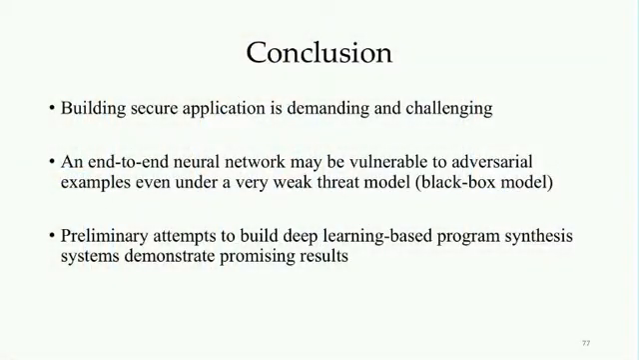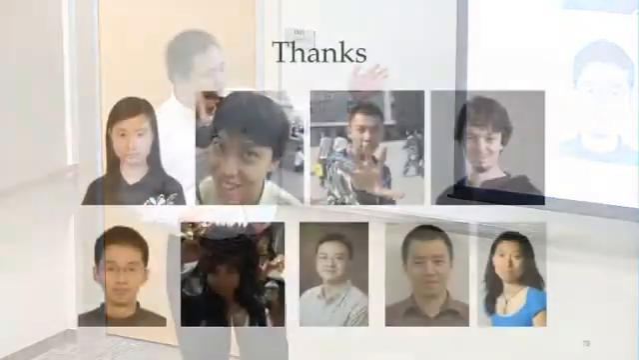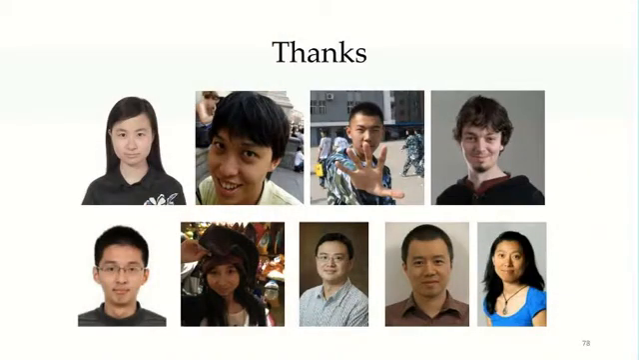So basically, here is our conclusion. We have talked a lot about how building secure applications is very challenging and demanding. We have demonstrated that end-to-end neural networks are vulnerable to adversarial examples. Also, we demonstrated some preliminary results on how we can use deep learning technologies to help program analysis and program synthesis. Okay, so that's all. Here are all our collaborators, and thank you very much for the talk.